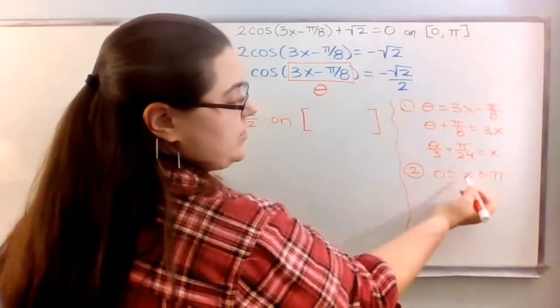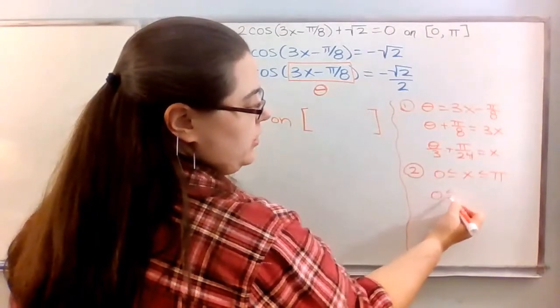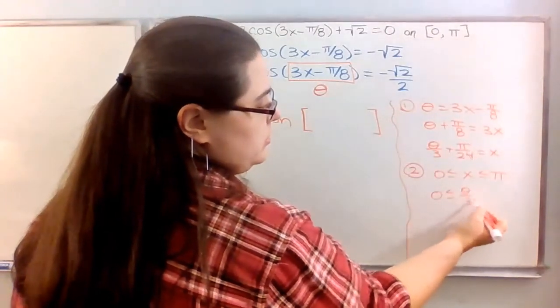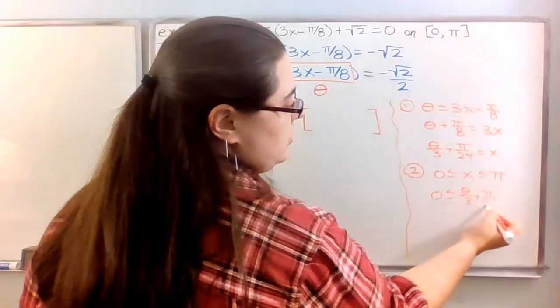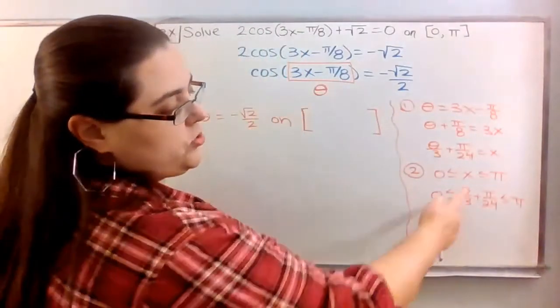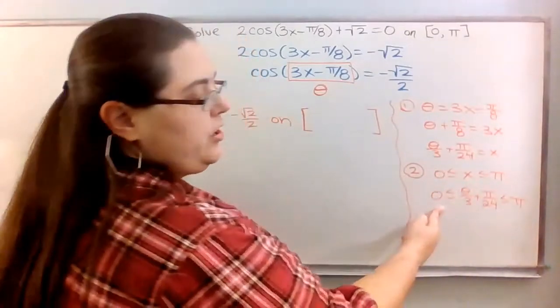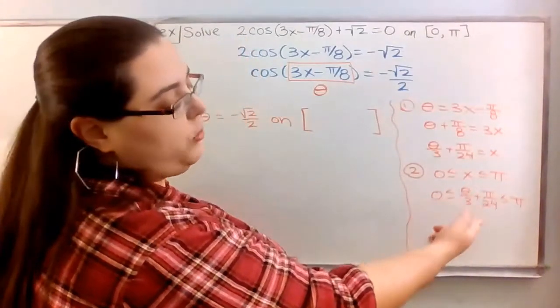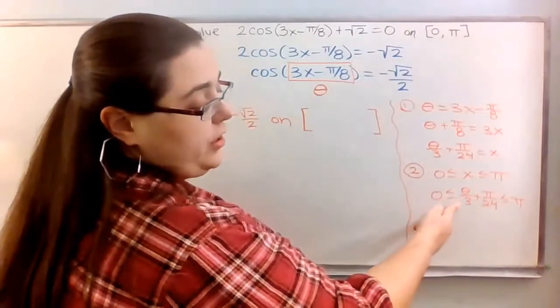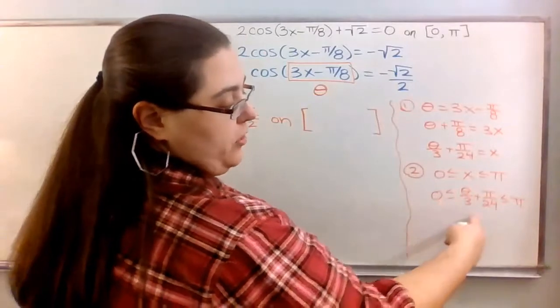So I'm going to replace x with theta over 3 plus pi over 24. I'm doing this replacement so that I can then solve this inequality for theta. So let's start out by subtracting pi over 24 from everything.